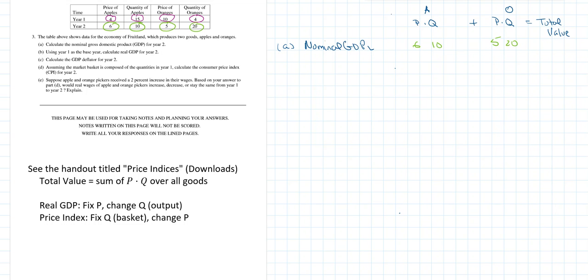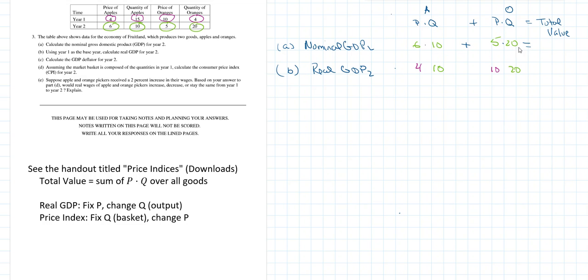And then next we're going to be asked to compute the real GDP for year two. So to compute the real GDP for year two, I use the year two quantities, just like I did before, 10 and 20, but I use the base year prices. We fix the prices to the base year, so we get a pure measure of output change. So the base year price of apples is 4, and the base year price of oranges is 10. And then we multiply and add across both of these collections.